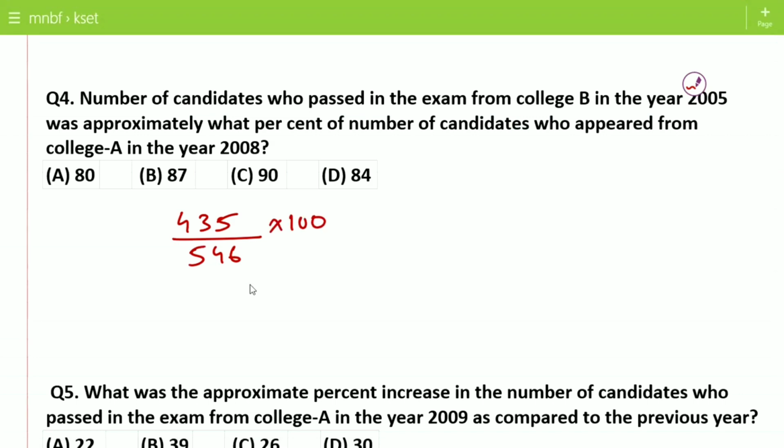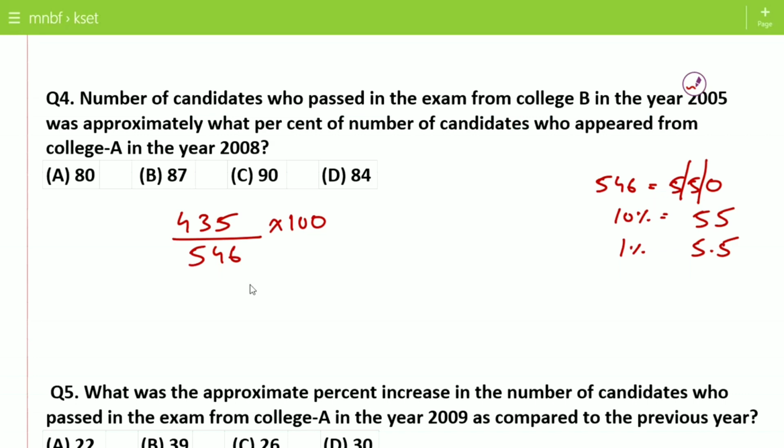Now there are two ways. One, you can go on simplifying directly, or you can use the shortcut trick. You have to remember, take the nearest value of 546, so it is going to be 550. Now if I say 10% of 550, the last value goes, that is 55. If I say 1% of 550, the last two values go, then it is 5.5.